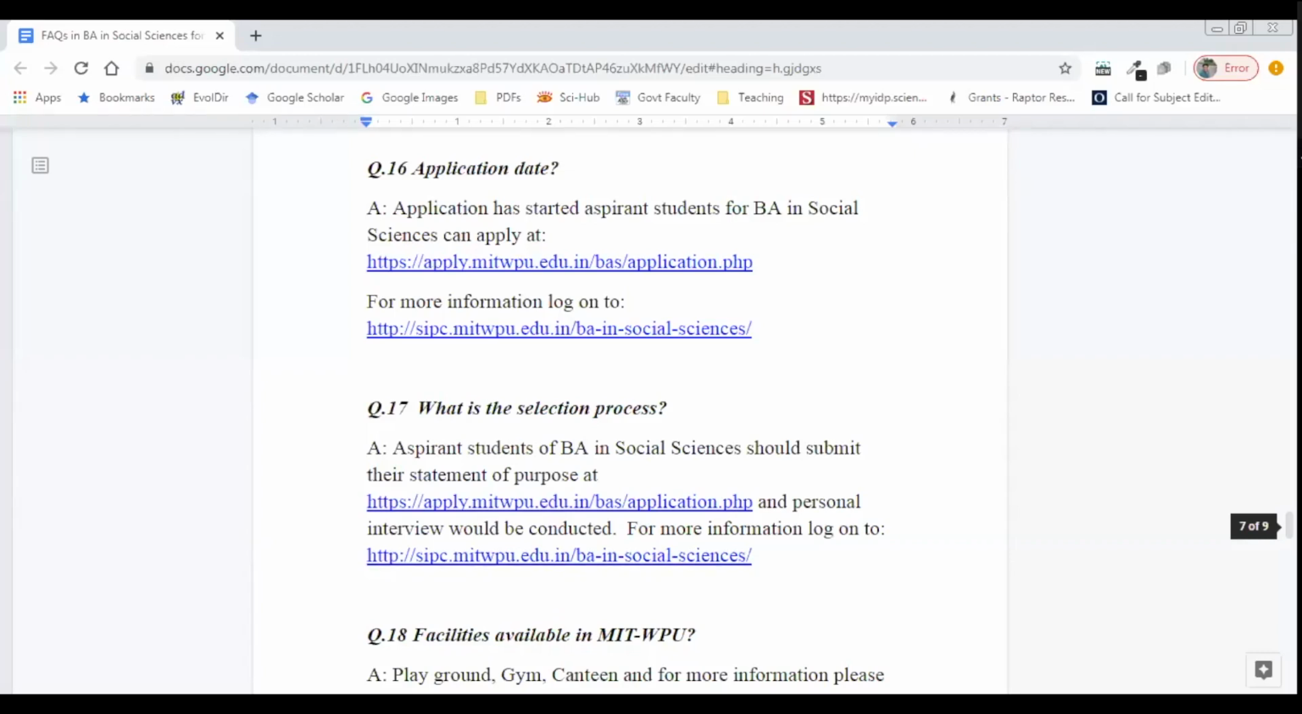Thank you, Ria, for asking that question. The BA Social Sciences total fees is 1,50,000 for 3 years, and per annum is 50,000. The first installment is 50,000, the second installment is again 50,000, and the final installment is 50,000.